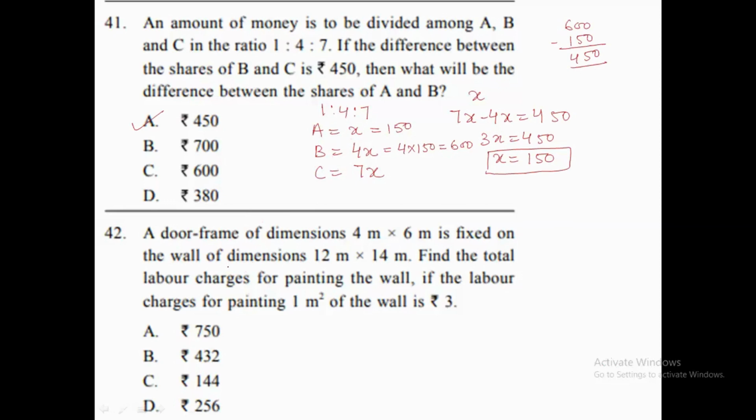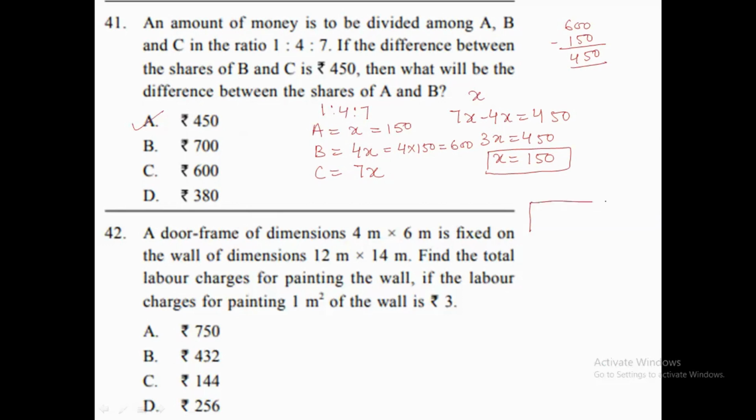The next question says a door frame of dimensions 4 by 6 is fixed in a wall of dimensions 12 by 14. We need to find the total labor charges of painting the wall, if the labor charge of painting 1 meter square of the wall is 3 rupees. How are we going to calculate it? Let's see.